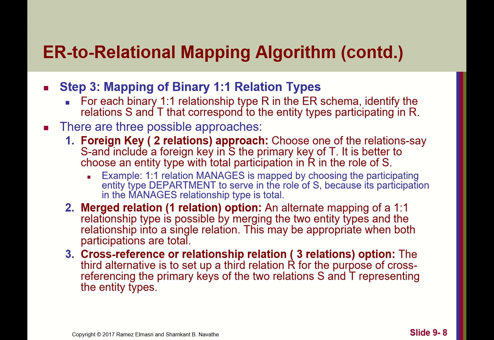You need to take the relation which has the total participation. That entity with total participation needs to have the foreign key reference to the other table. So this is one approach, having a foreign key reference. Another approach is, if you have two relations that have a one-to-one relationship, just merge the two relations into one relation. Two into one relation. That is the second approach.